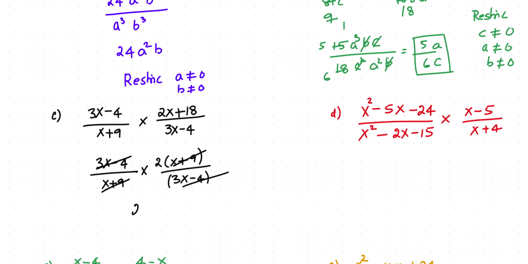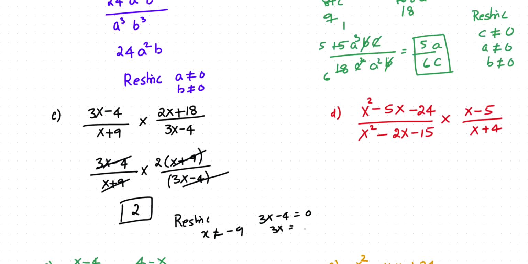And here the restriction is, all denominators we solve for x. So x should not be equal to -9, because if you put x value -9, plus 9 becomes 0, and anything divided by 0 is undefined. So here we have denominator 3x minus 4. So we solve for x. 3x minus 4 equals 0. So 3x equals 4, the -4 on the other side becomes +4. So divide by 3, divide by 3. So x should not be equal to 4 over 3.